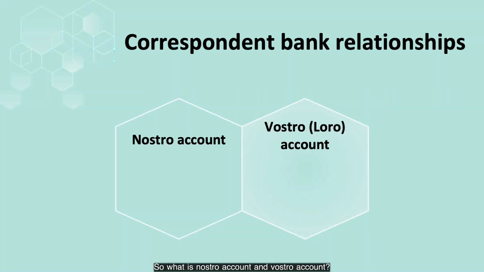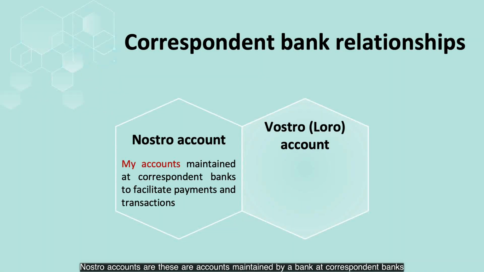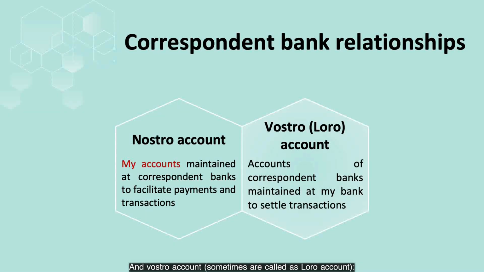So what is a Nostro account and a Vostro account? Nostro accounts are accounts maintained by a bank at correspondent banks to facilitate payments and transactions. They are typically denominated in the currency of the country where the correspondent bank is located. And Vostro accounts, sometimes called Loro accounts, are accounts of correspondent banks maintained at the bank to settle transactions. From the perspective of the correspondent bank, this is their Nostro account.